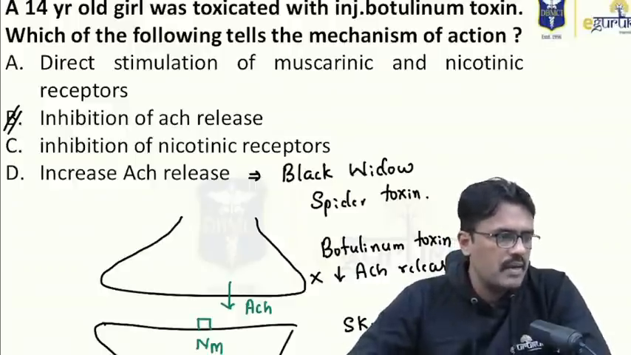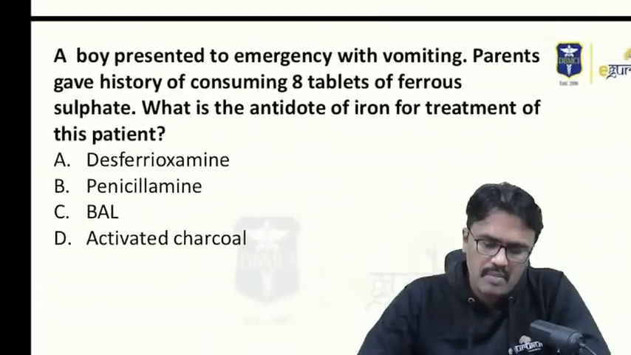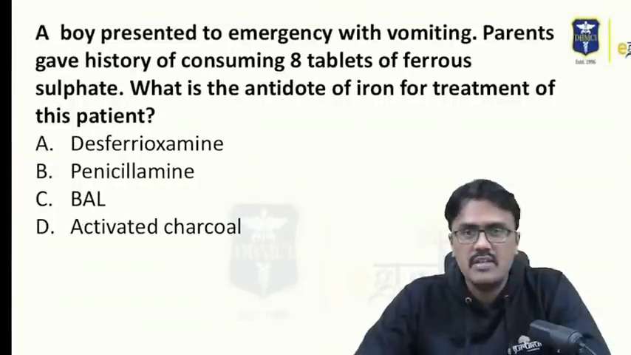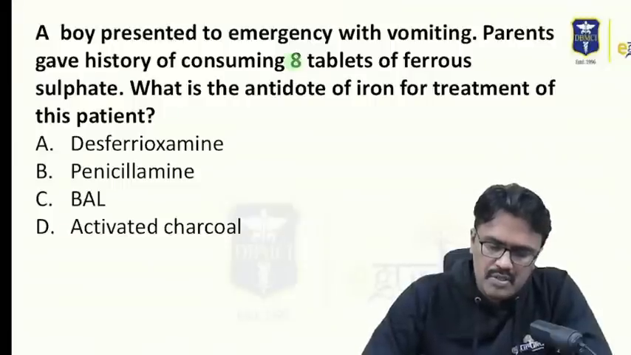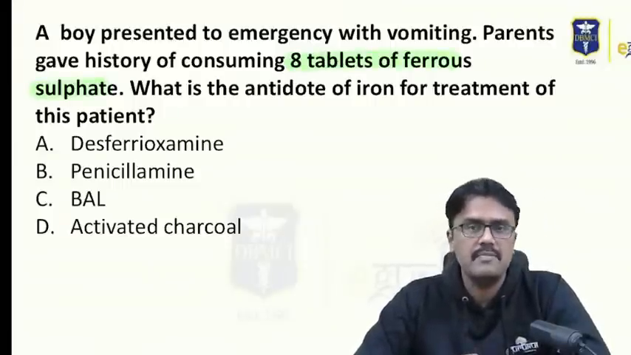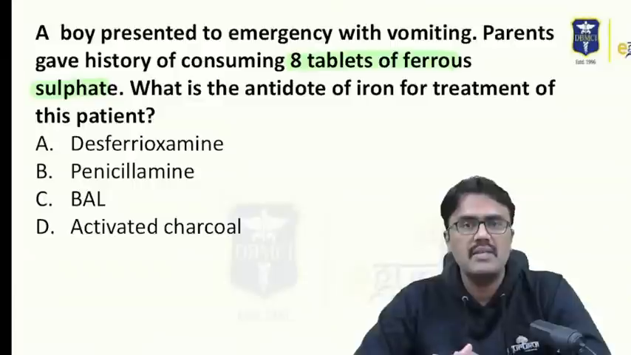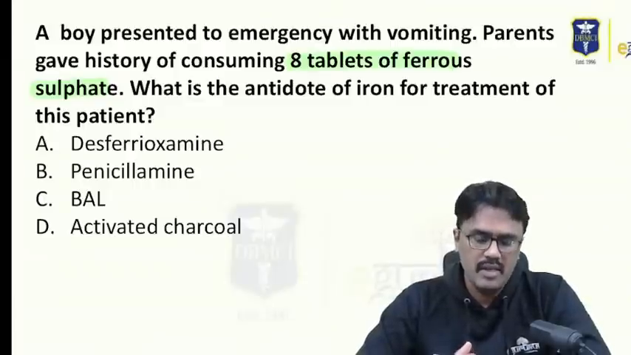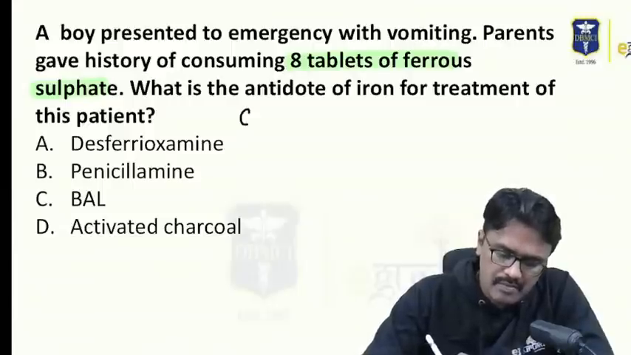Okay, Satyam, you have skipped this question. It's okay. A boy presented to the emergency with vomiting. Parents gave a history of consuming 8 tablets of ferrous sulfate. In our revision sections also, I told you antidotes should never be skipped in your preparation. Ferrous sulfate means iron. The patient is having acute iron poisoning, and we give an antidote, which is a chelating agent.